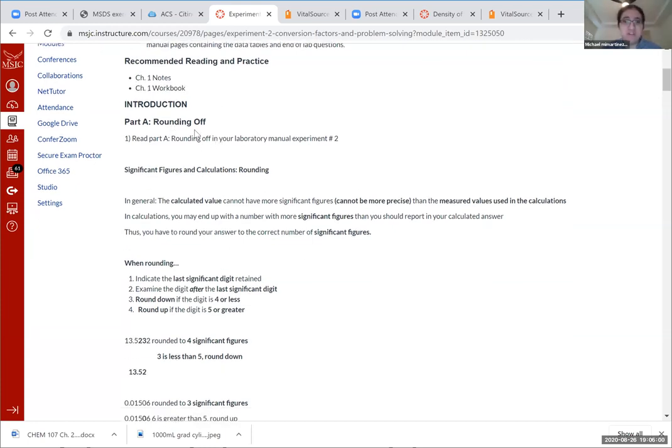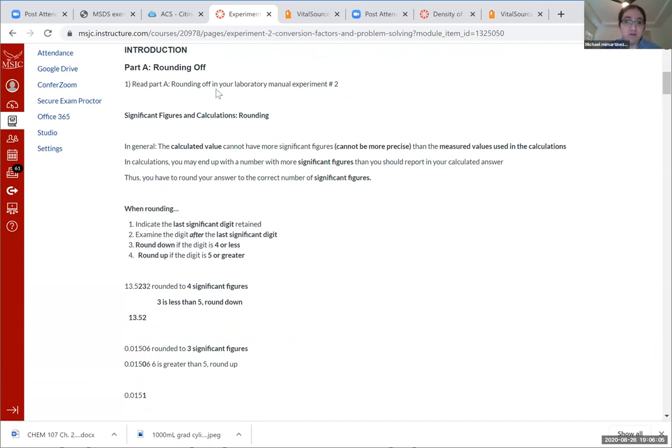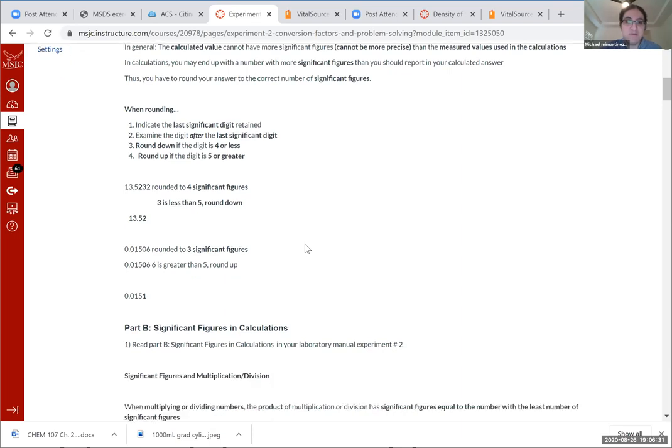I have some information on rounding off. This is fully a review from the chapter 1 notes, just to go through it with you for the key points. When you're rounding off, you indicate the last significant digit, you examine the digit after the last significant digit, and you round down if the digit is 4 or less, you round up if the digit is 5 or greater. I have 2 examples that are taken from the notes.